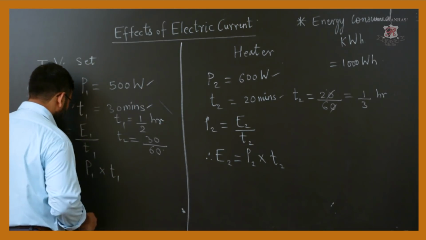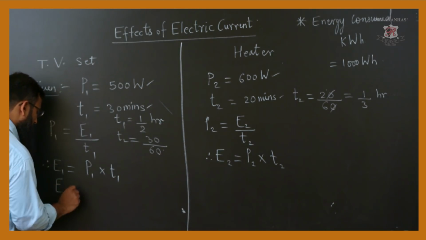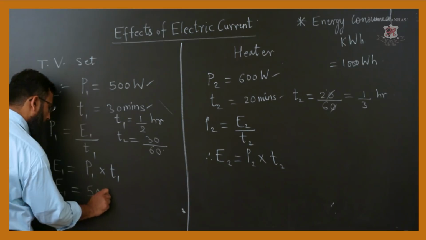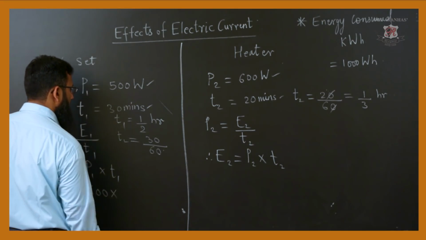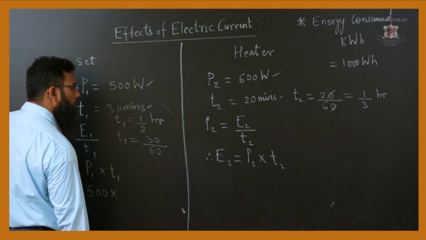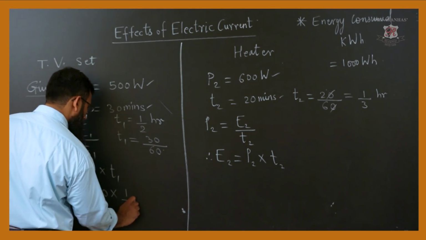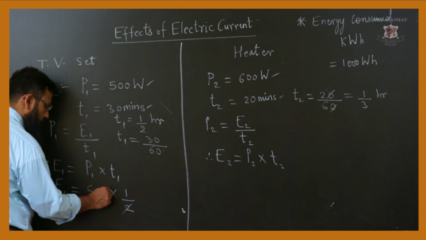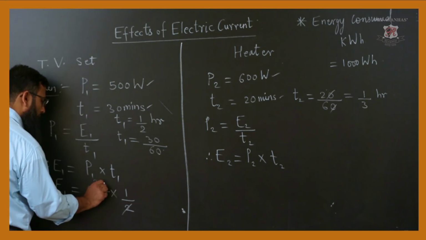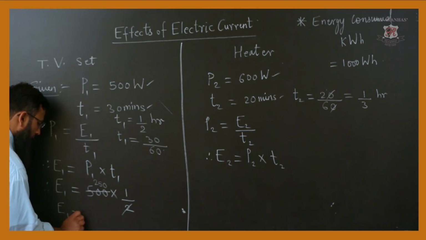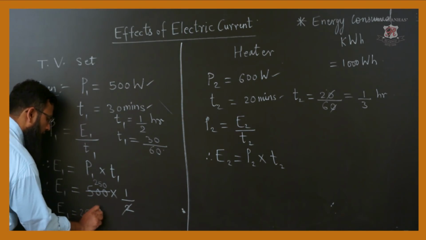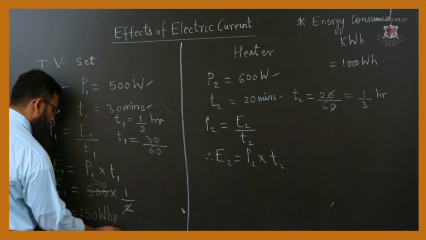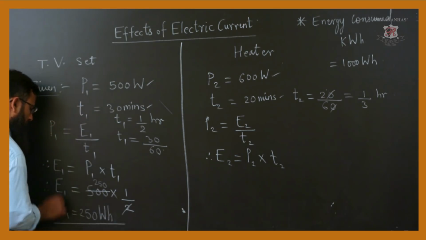Only thing is we need to substitute. In case of energy consumed by the television set, P1 is 500 into T1. T1 is half an hour. So, if you cancel it out, we get 250. So, E1 will be 250 watt hour, or simply you can write H over there, does not make any difference.